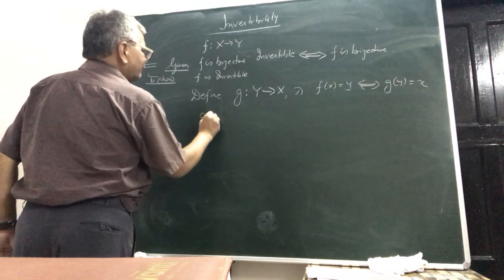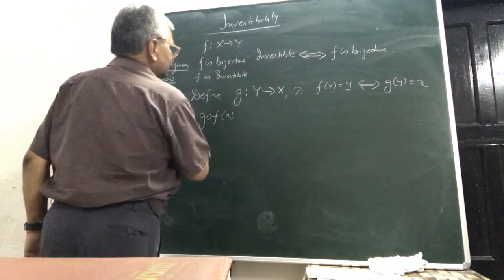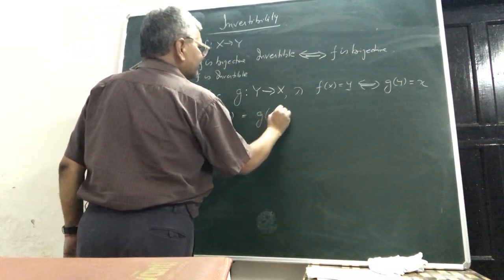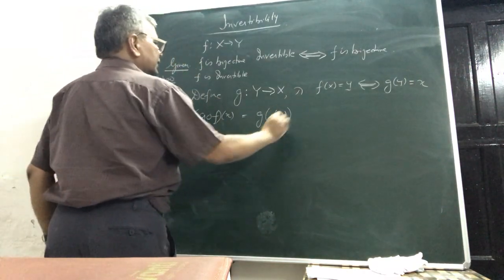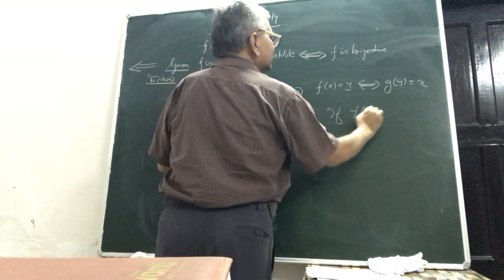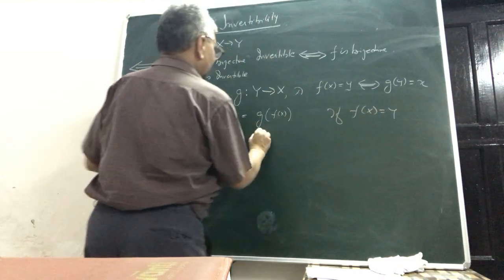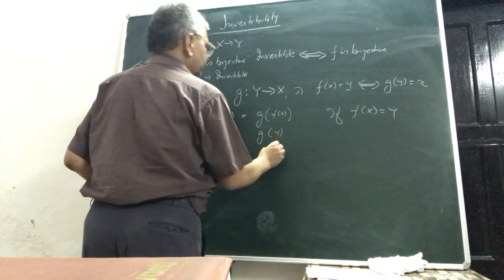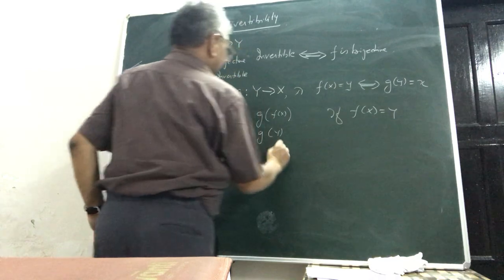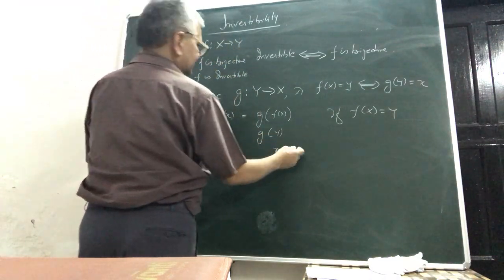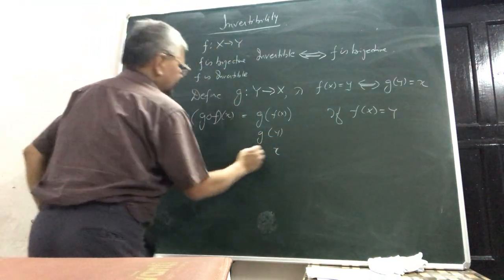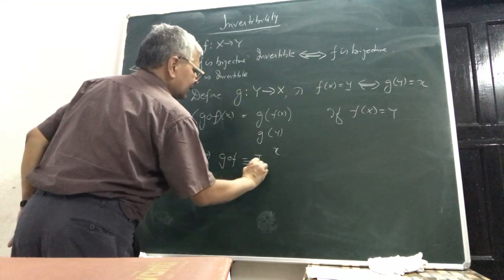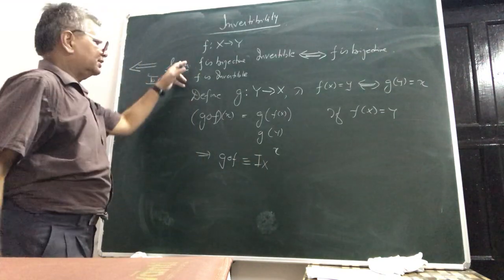Okay. g of f, let us calculate. g of f(x) will be what? It will be nothing but g of f(x). Now, if f(x) is equal to, say, y, so it will be g(y), and g(y) will be what? Again, it will be x, by definition. So, g of f(x) is equal to x, implying that g o f is nothing but the identity mapping on the set X.